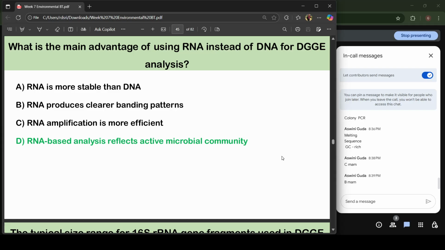Whereas RNA is less stable than DNA, and there is no difference in the banding patterns also. And RNA amplification is certainly more, not about efficiency, but it is more tedious than DNA amplification, because we have to go for complementary DNA amplification for RNA.